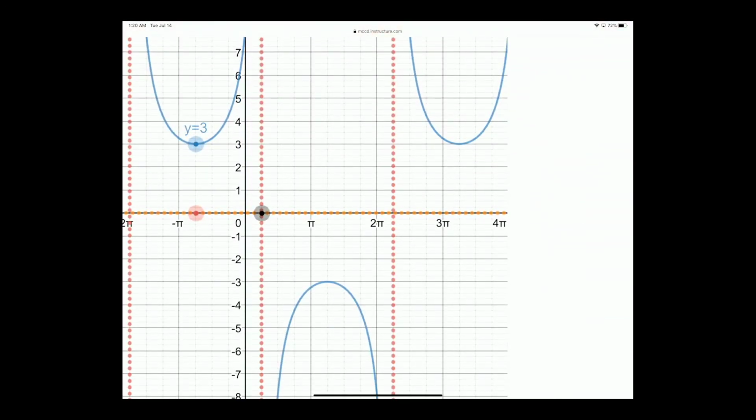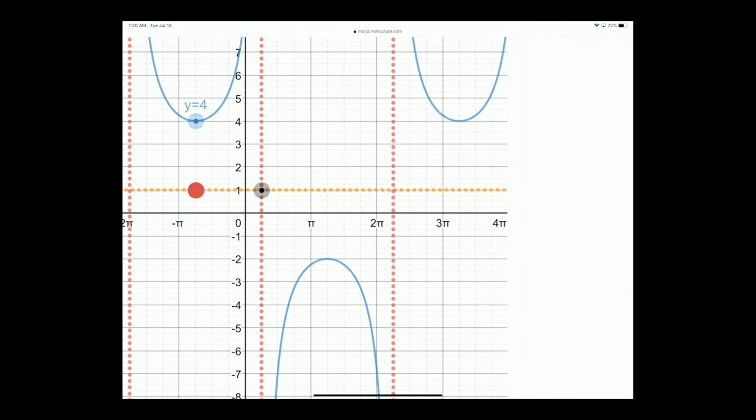So I think grabbing actually the red or the black dot will work. Just don't grab the blue dot because you'll change the height. So the red dot, and we're going up by 1. All right, did it.